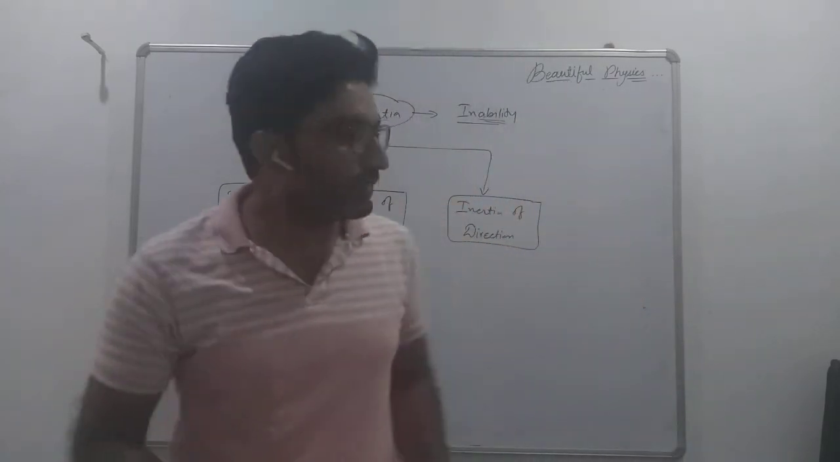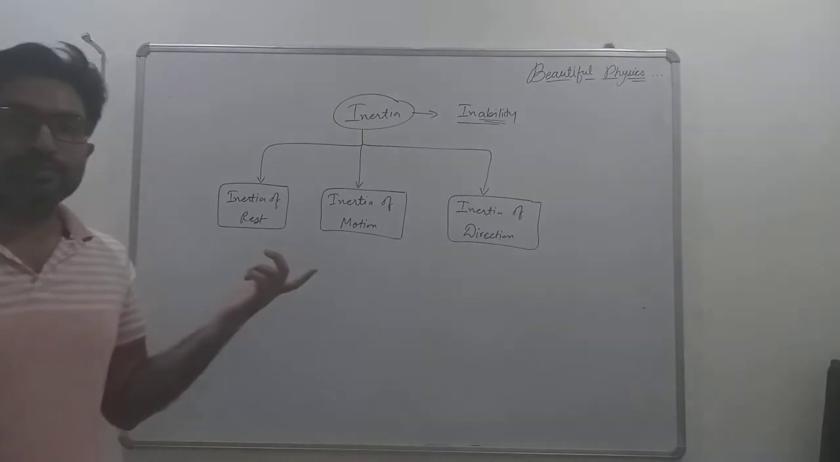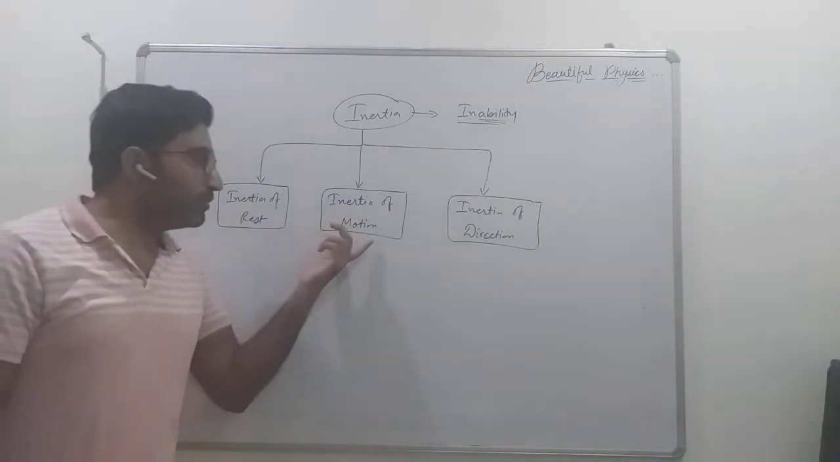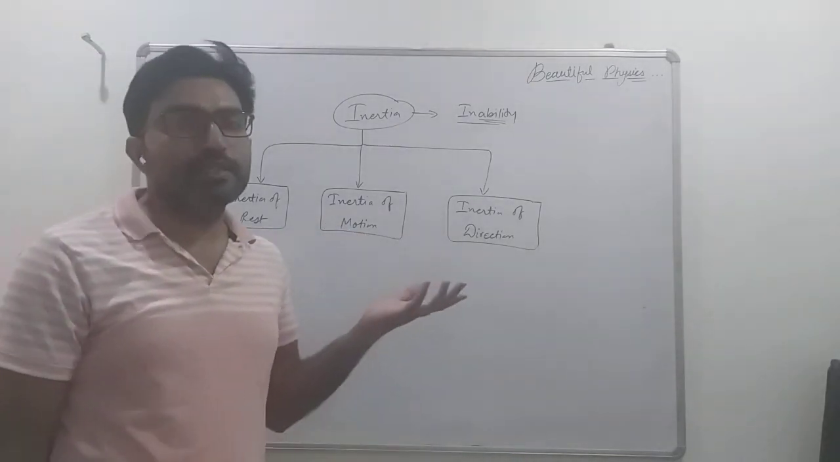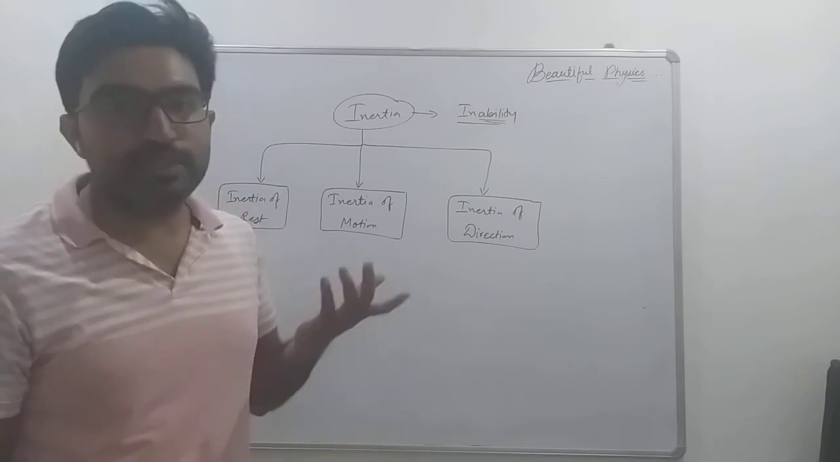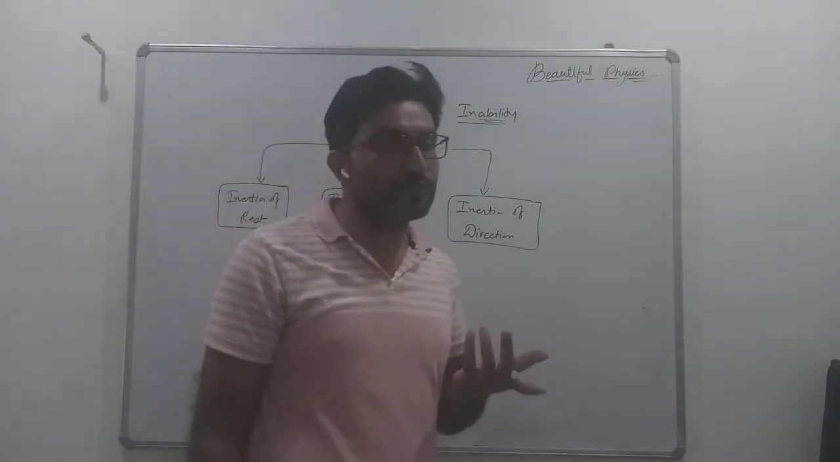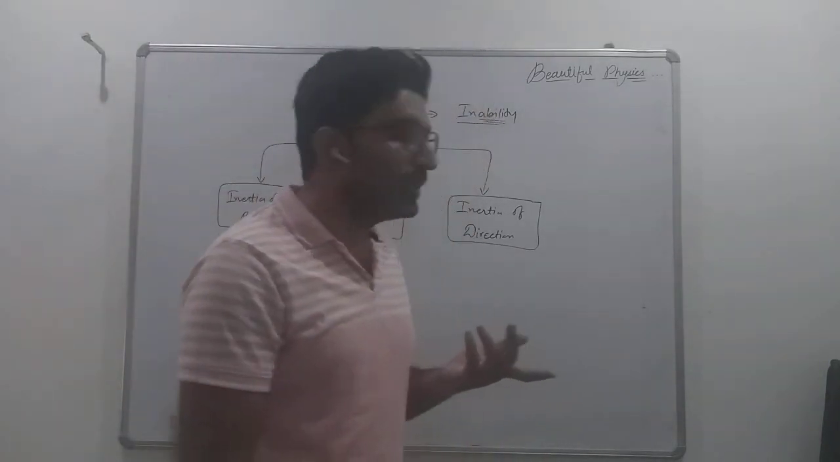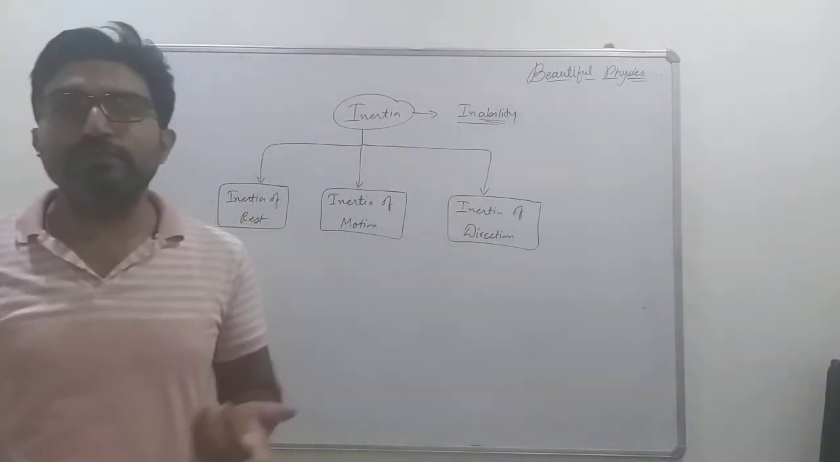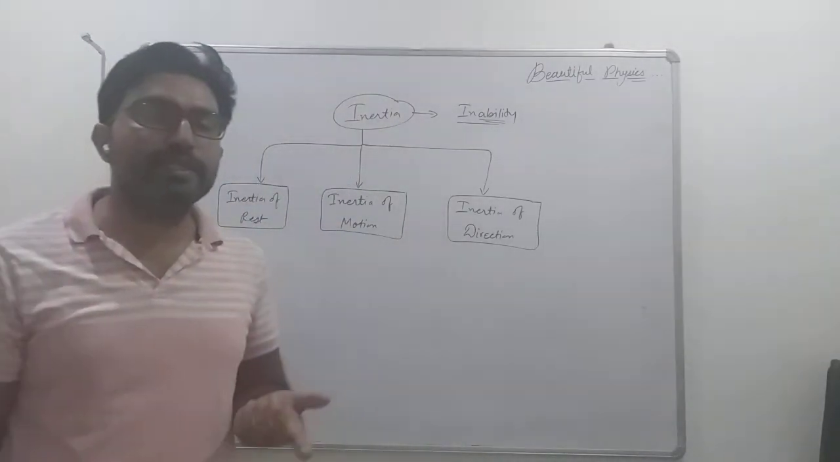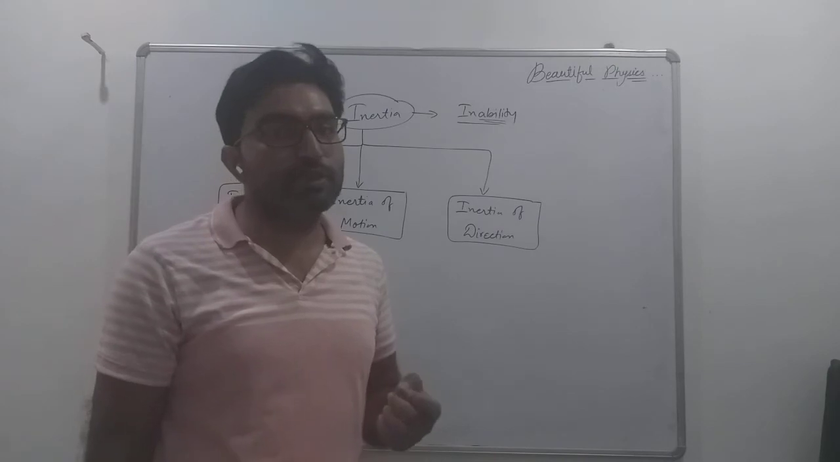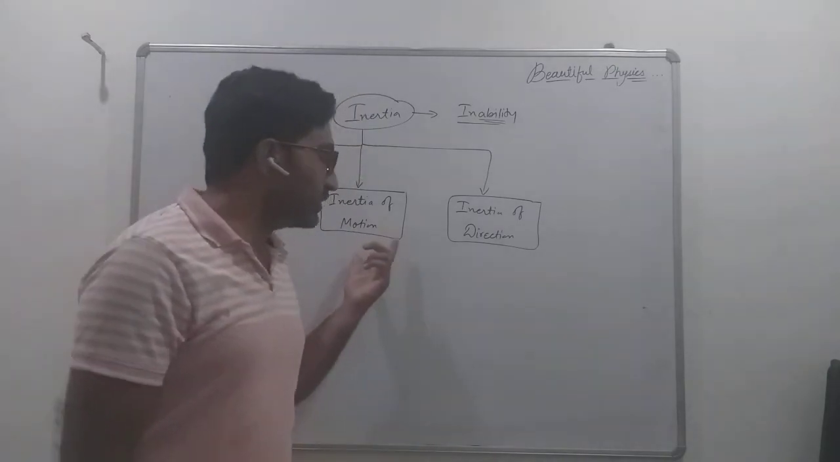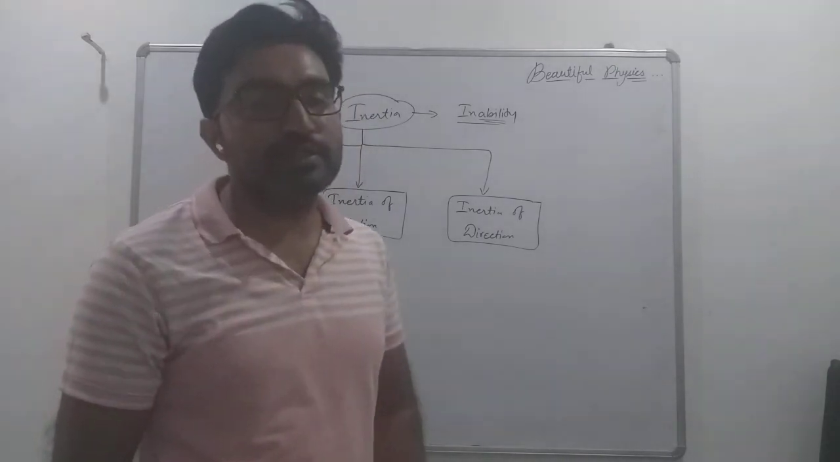Next one is inertia of motion. If we have a body that is in motion, it will remain in motion until we apply an external force on it. It means if a body is in motion, it will remain in motion until any external force is applied on the body. Then the inertia possessed by the body is known as inertia of motion.